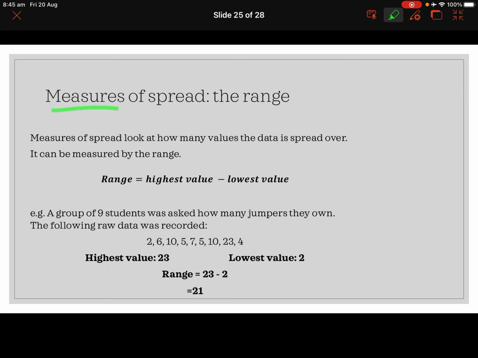Measures of spread. Okay, so instead of looking at the middle of all your data, sometimes we want to look at the range or the spread of the data. So again, we've looked at the range: if we look at the highest value and subtract the lowest, you will find the range.